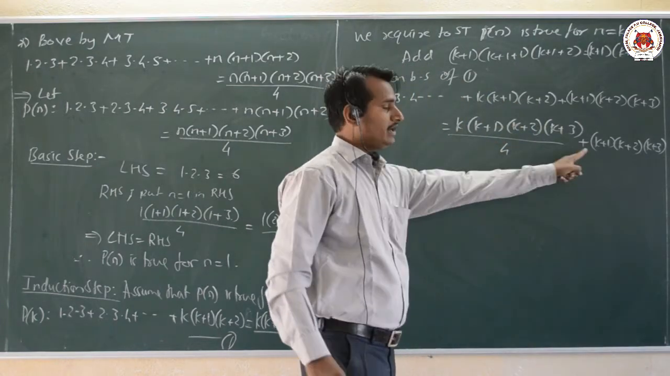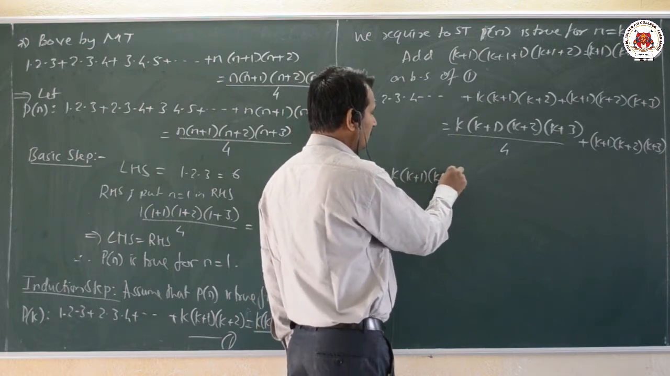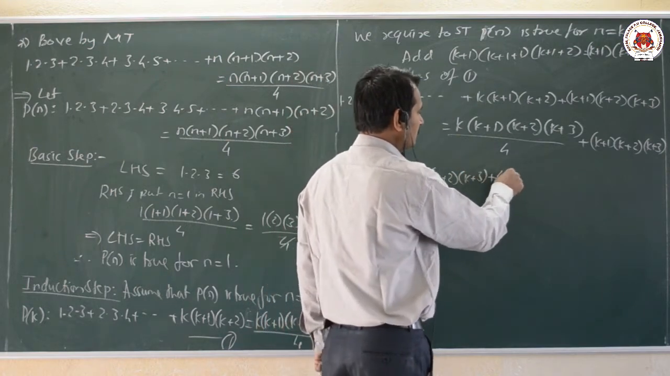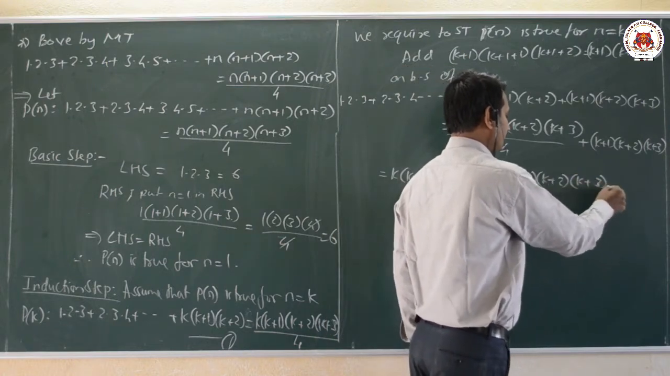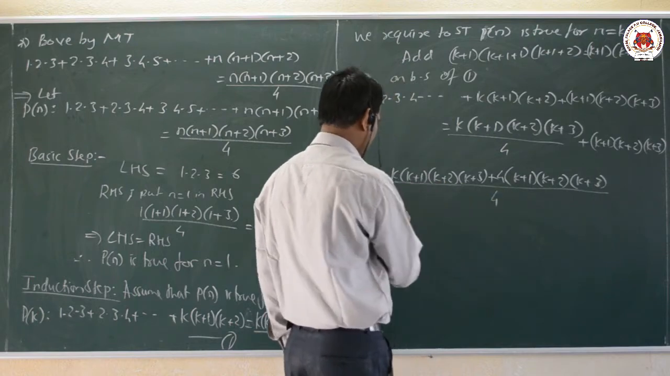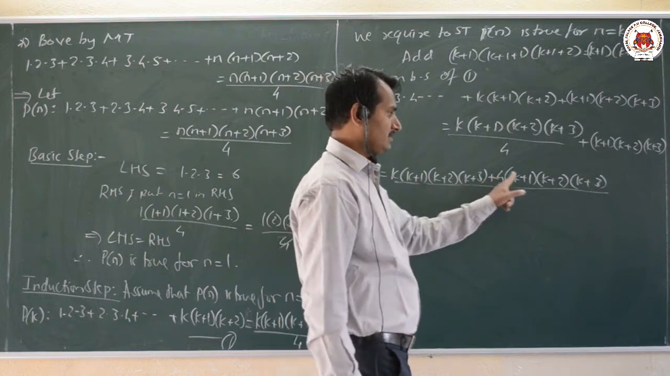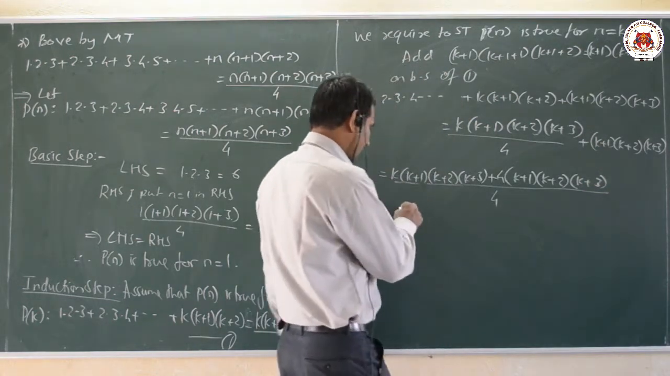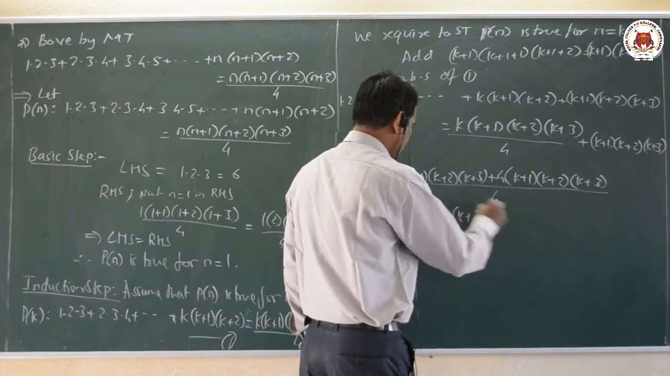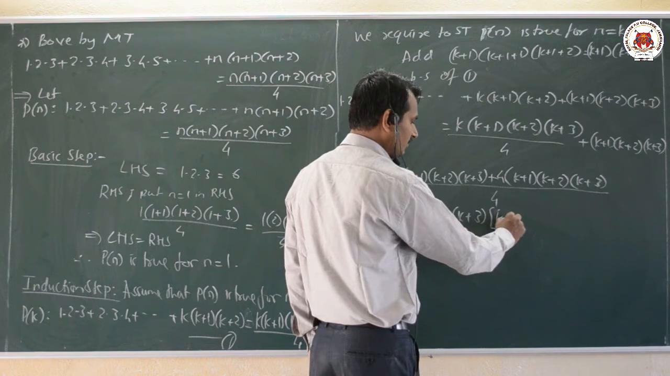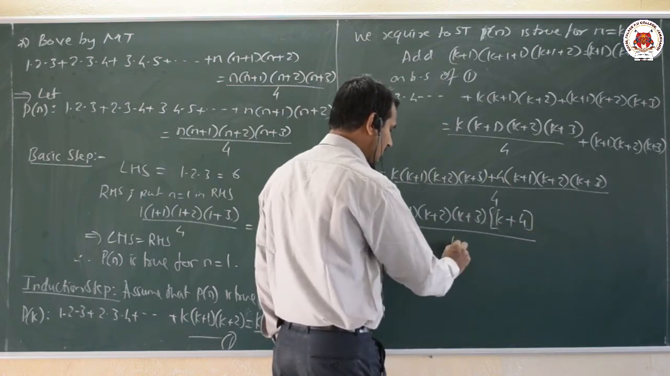Now you can take the LCM, 4 into this whole thing. What we get is k into k plus 1, k plus 2, k plus 3 plus 4 into k plus 1, k plus 2 and k plus 3, the whole divided by 4. Now what can I take common among these two? That is k plus 1, k plus 2, k plus 3. So what we get here is k plus 1, k plus 2 into k plus 3 into bracket, the remaining part being k from the LHS and 4 from here, the whole divided by 4.